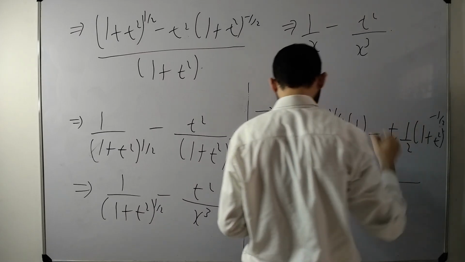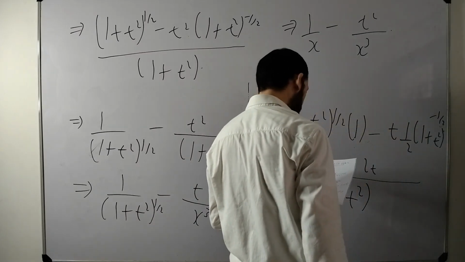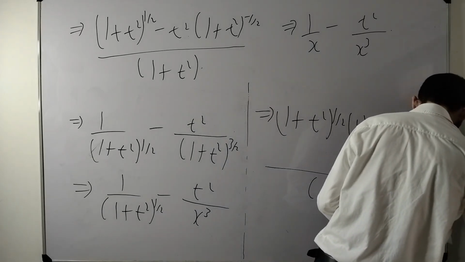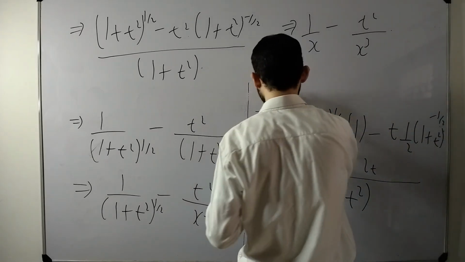x cube, 1 by x minus t square upon x cube.